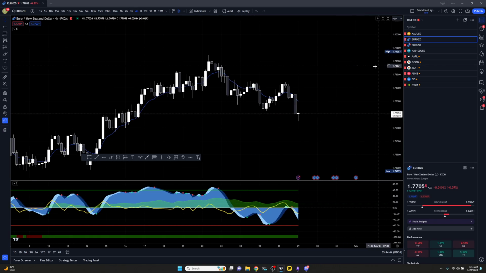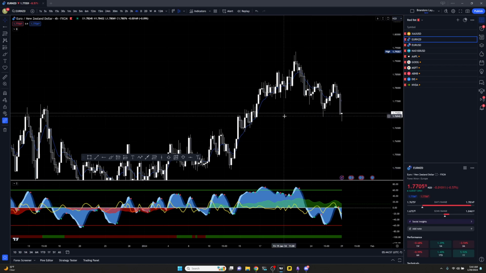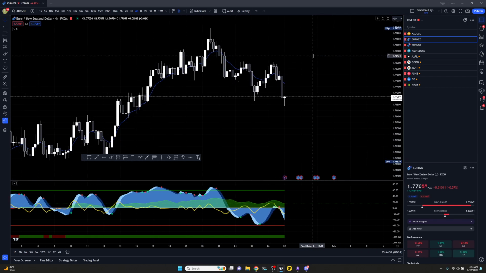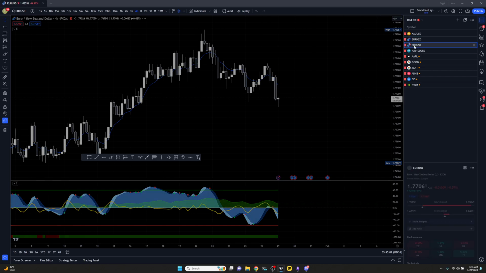But that doesn't look like that's going to be the story, because we had a large close down last hour below the ADMA on Euro NZD. Looks like we could be setting up for a bullish divergence here though. So let's just give this an hour and let's see what it looks like.